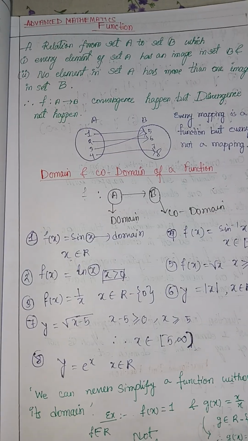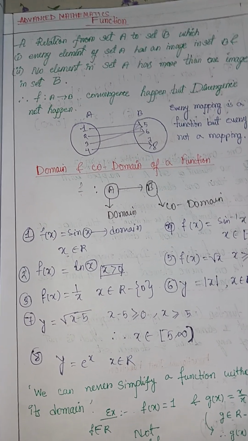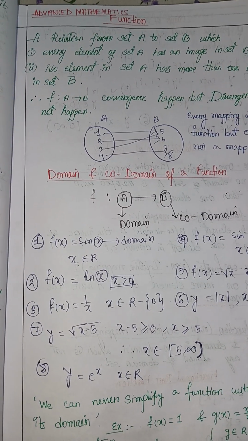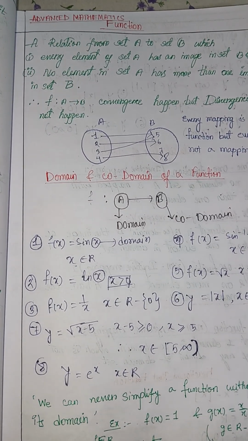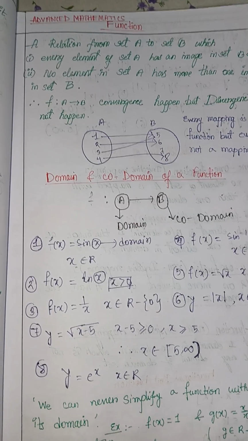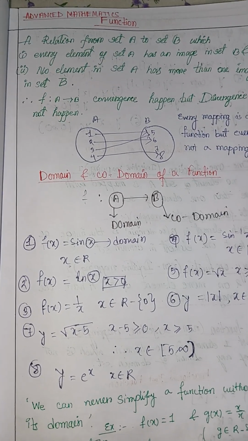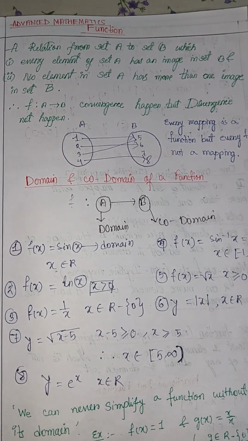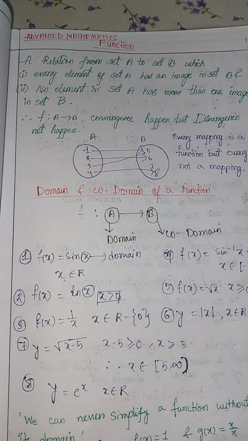So this is the part where I covered the function topic. I uploaded a short about it. First things first, let's start this topic. What is the definition of a function? A relation from set A to set B in which every element of set A has an image in set B, and no element in set A has more than one image in set B.